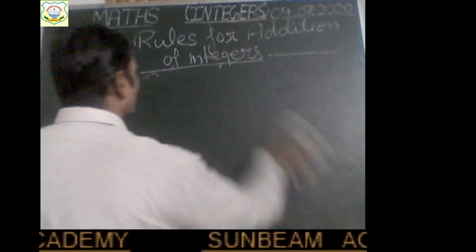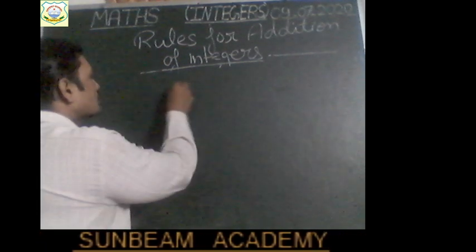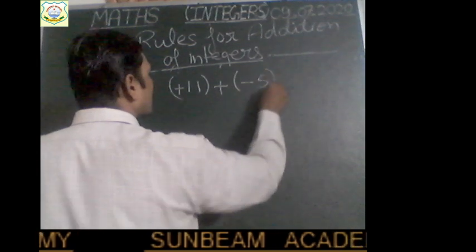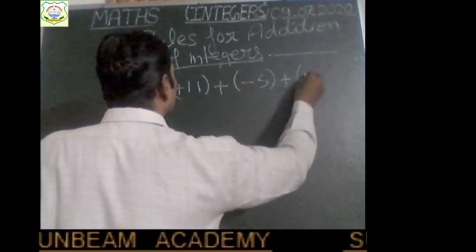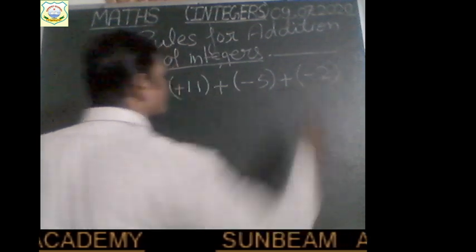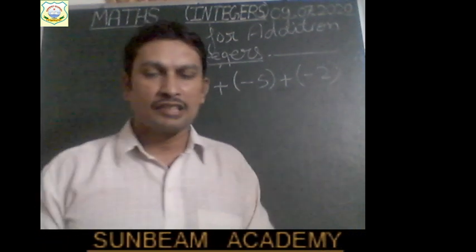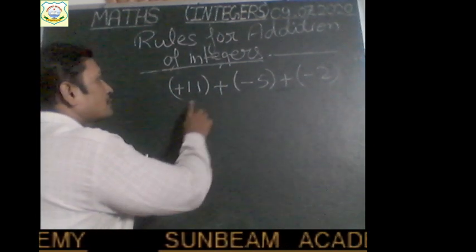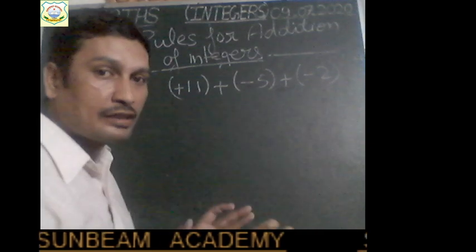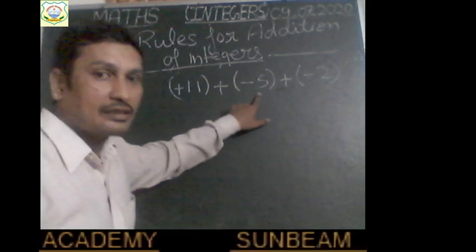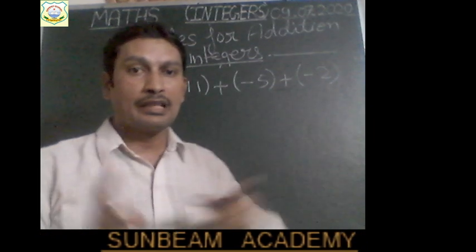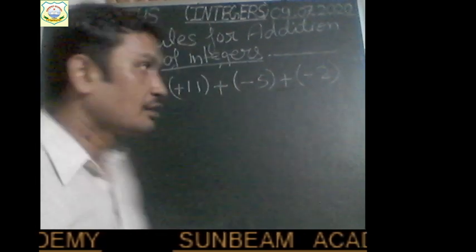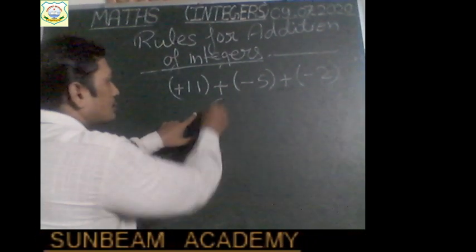One more example for you. Suppose plus 11, plus minus 5, plus minus 2. Now there are three integers which are to be added. Right, children? So what will you do? Plus 11 and minus 5. Firstly add the first two integers. This is positive and this one is negative. They have opposite signs, so what will you do? You will subtract. So 11 minus 5 will give 6.